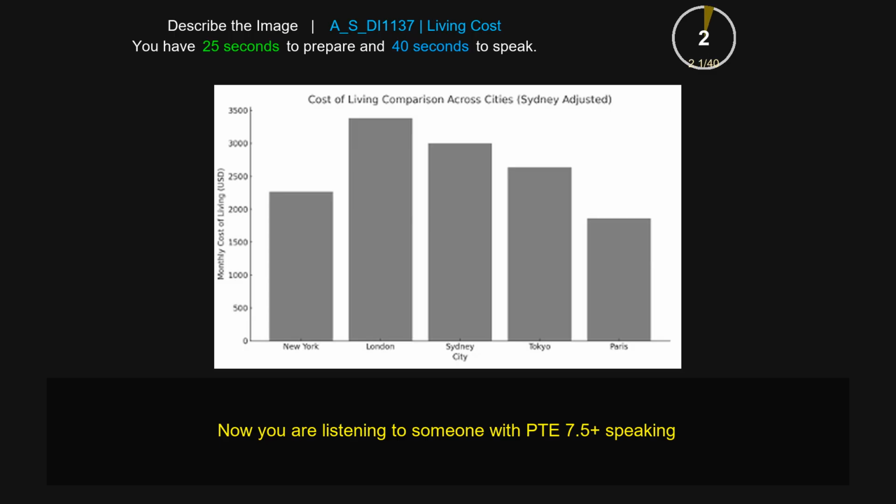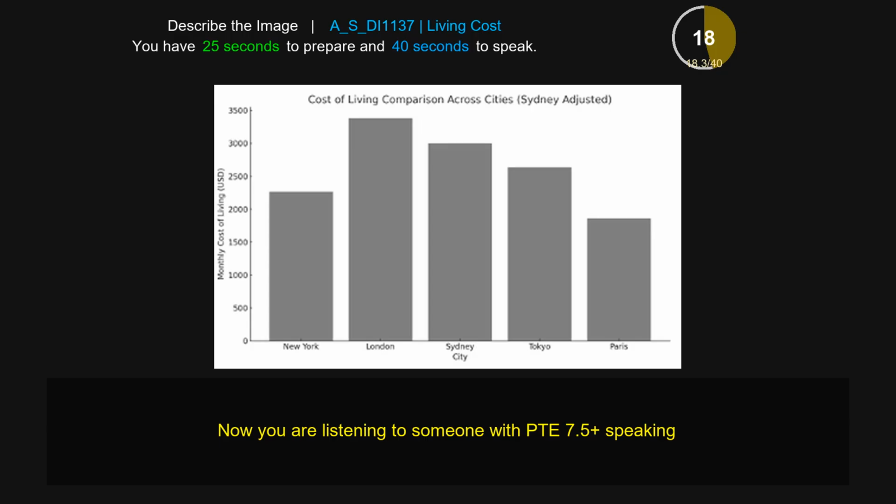The above graph is the bar graph that shows complete information of cost of living comparison across cities. The x-axis of the graph shows the names of the cities like New York, London, Sydney, Tokyo, Paris, whereas the y-axis shows the monthly cost of living starting from 0 to $35,000.